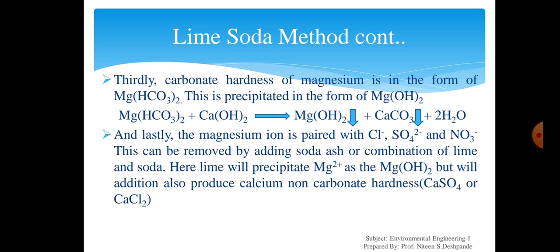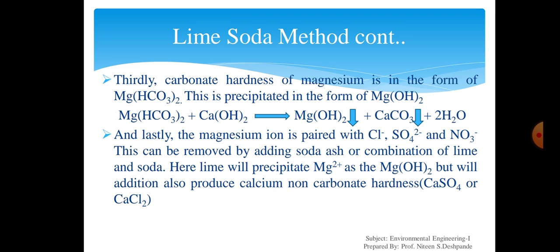So the reaction will be Mg(HCO3)2 plus calcium hydroxide, which gives the precipitation of magnesium hydroxide plus CaCO3, which is highly soluble in the water, plus 2H2O. So in this way we can reduce or remove the hardness which is caused by magnesium.